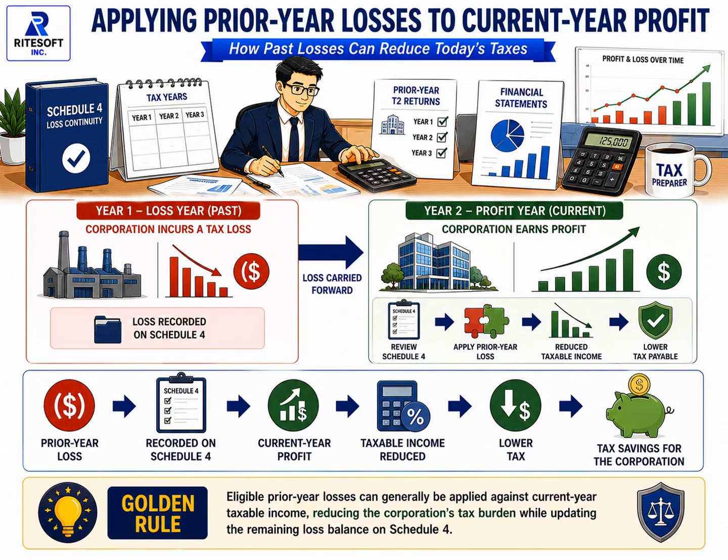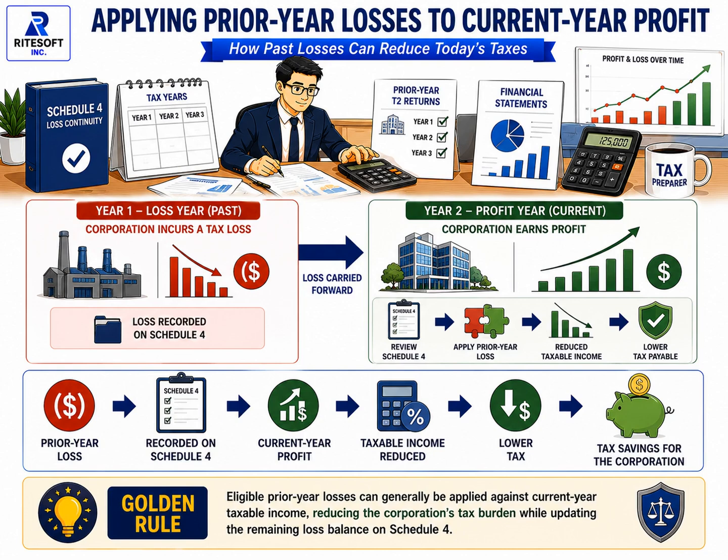Now imagine that in year 2, the corporation's business improves and it earns a profit. Before calculating the current year's corporate income tax, the tax preparer reviews Schedule 4 to see whether any prior year losses are available. If eligible losses are available, they can be applied against the current year's taxable income.